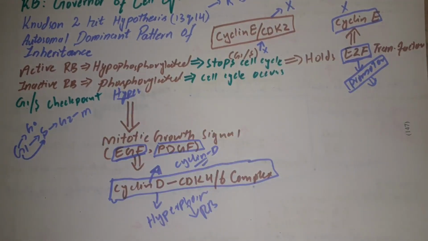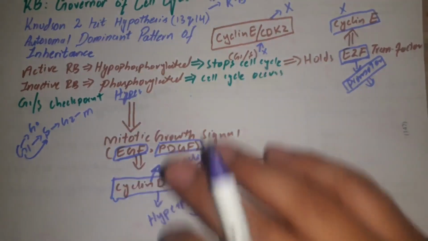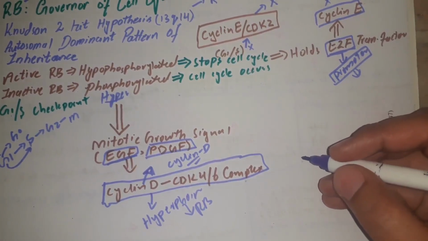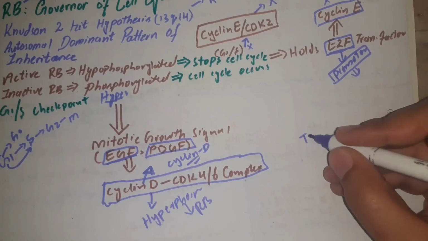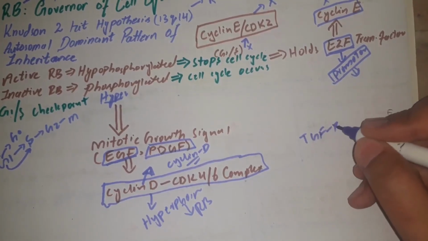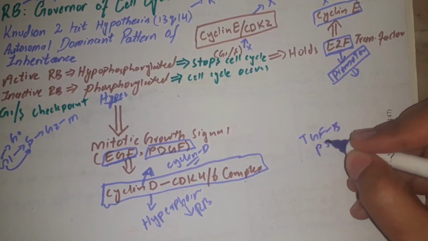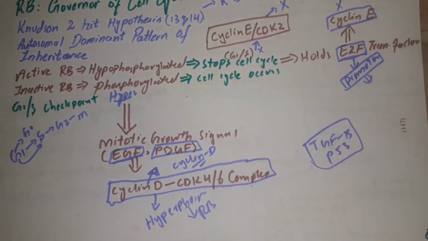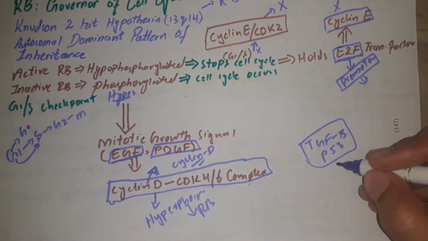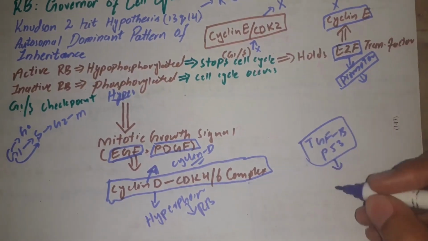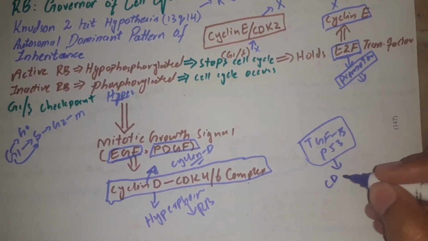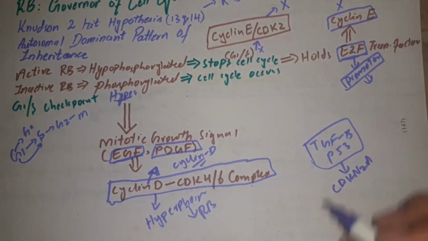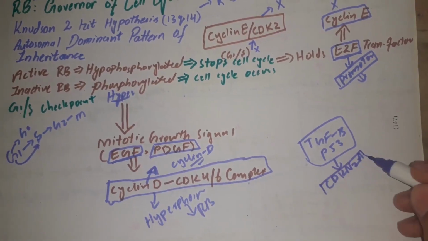However, the inhibitory signals make it hypophosphorylated, and these inhibitory signals are present in the form of transforming growth factor beta as well as P53 protein, and there can be other factors as well. Okay, when there are these inhibitory signals, what happens? They activate an enzyme which is called CDKN2A.